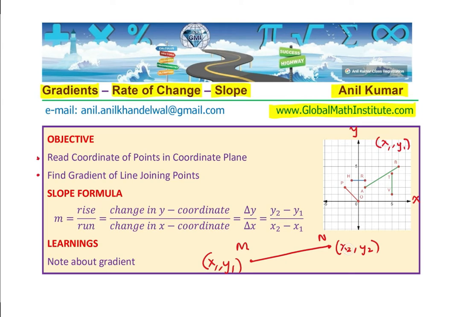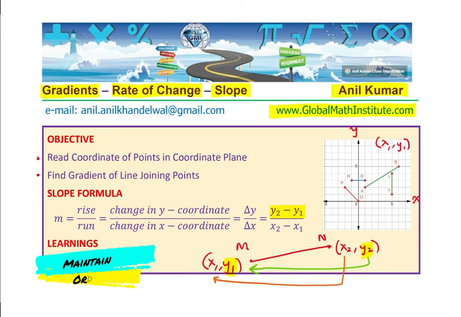So y2 minus y1 means first we do the difference of the y values. You get the idea. Maintain the order. Maintain the order means if you are doing y2 take away y1, then you have to do also x2 take away x1. Do you understand? So the order should be maintained. So x2 minus x1 is in the denominator. y2 minus y1 is in the numerator. So that will give you the correct value of gradient or slope, right? So that is how you find the slope.